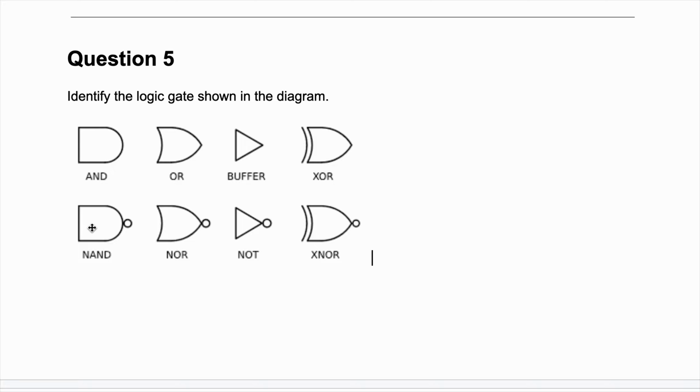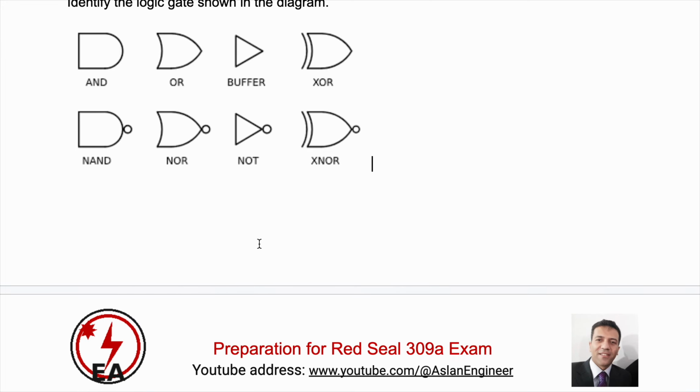So NAND, what is NAND? It's AND plus NOT. What is NOR? It's OR plus NOT. And buffer is like a register. If we have 1 here, we have 1 here, and after a cycle we also have it, because it's a register. Okay.